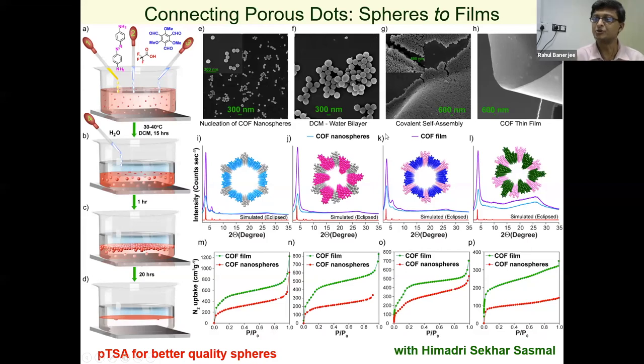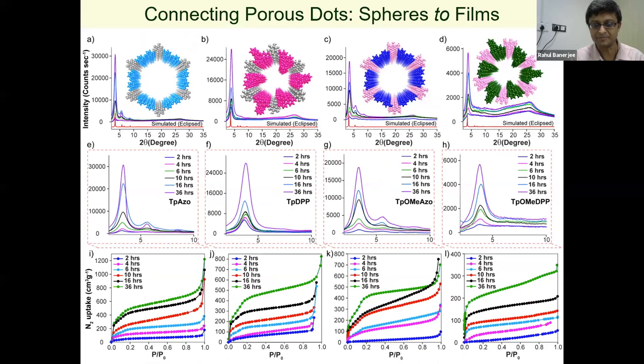Not only that, the beautiful part is they self-assemble one after another. I will show you in a minute. These spheres are very nicely crystalline. Not only that, they are also porous individually. If you isolate them individually, you just centrifuge and filter them off, and you get these nice spherical particles separated from each other. They're very nicely porous.